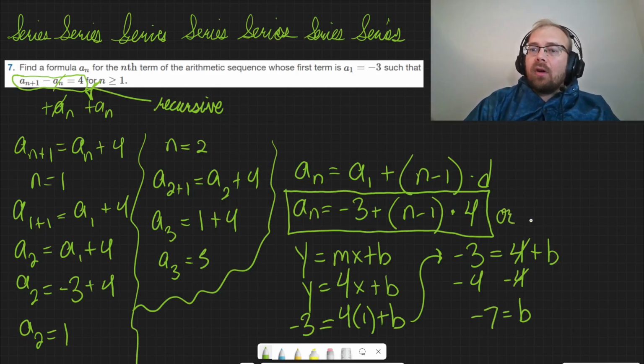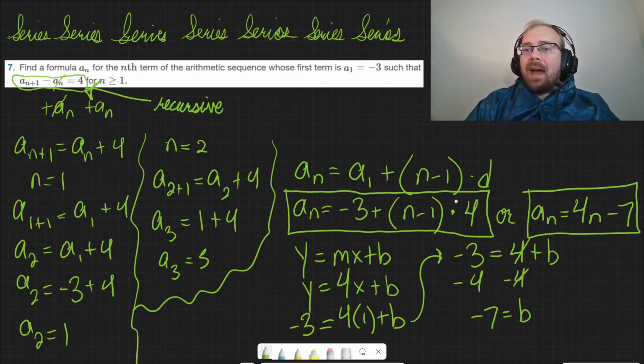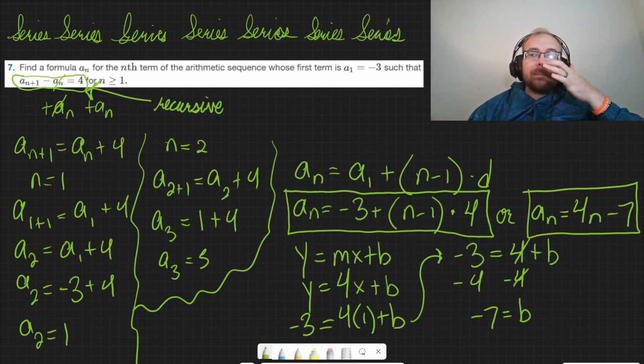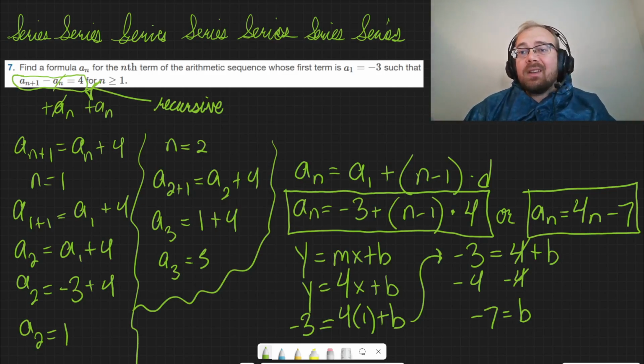So I could also write the answer as, now I'm going to change it, y is a sub n. And then the slope is still 4, so I'd put a 4, but instead of putting an x, I would put an n. And then b is -7. So I could also write it like this, and if you do the math here, it would actually end up being the same thing. If I were to distribute that 4, 4 times n is 4n, 4 times -1 is -4, and -4 plus -3 would be -7.